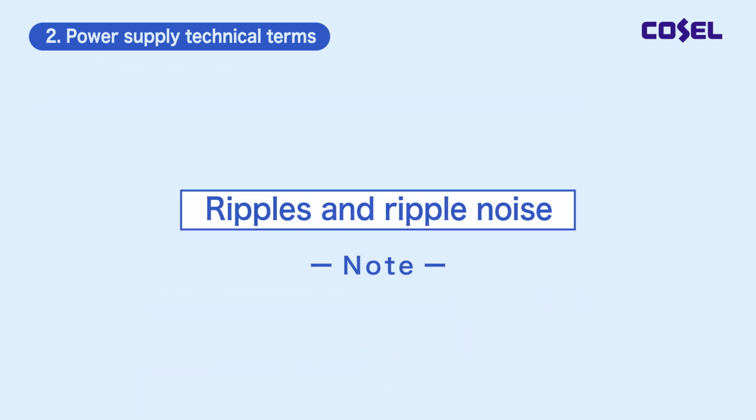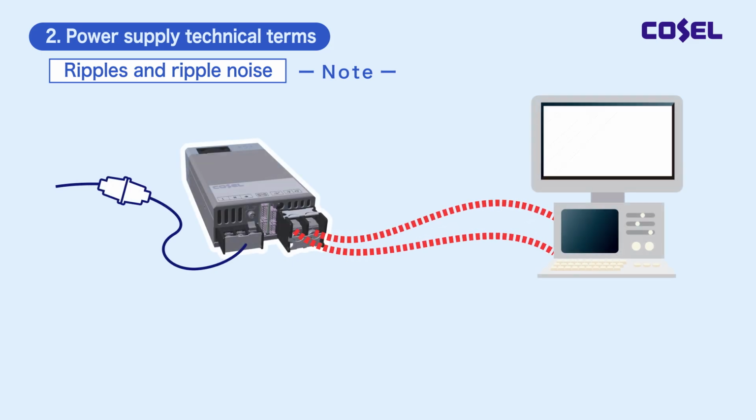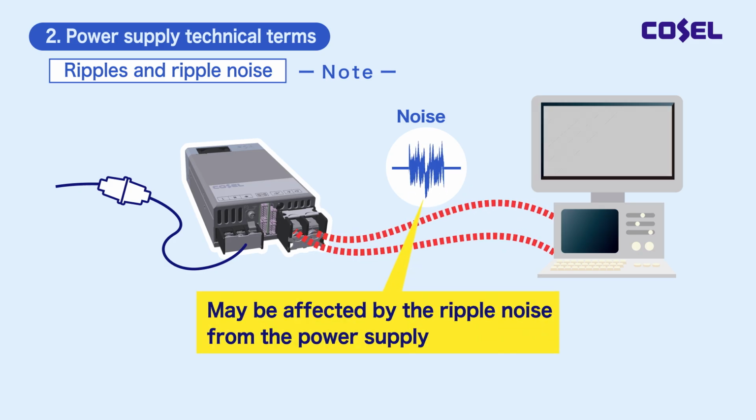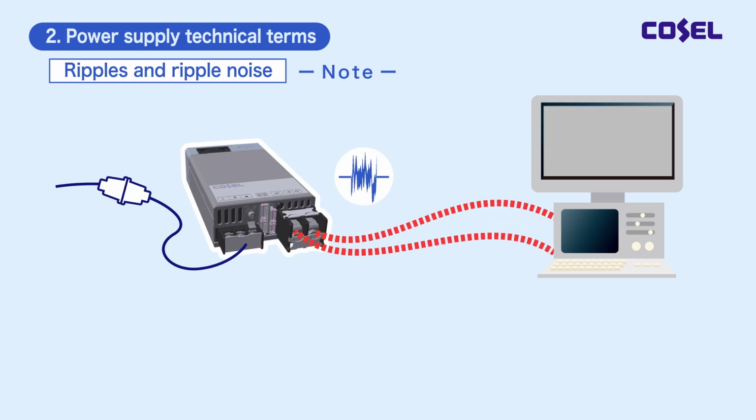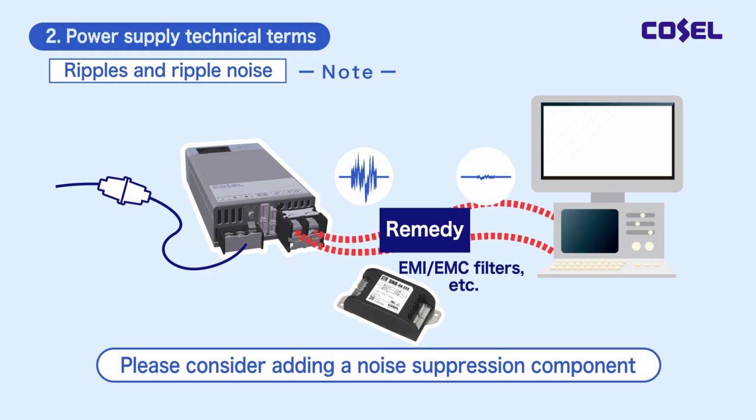A note about ripple noise. Ripple noise can affect the load on the customer's equipment. If there is flicker on the screen of display equipment connected to the rear of the power supply, ripple noise from the power supply may be affecting the display. In this case, please consider adding a noise suppression component, such as an EMI/EMC filter, to the power supply output to counteract this noise.